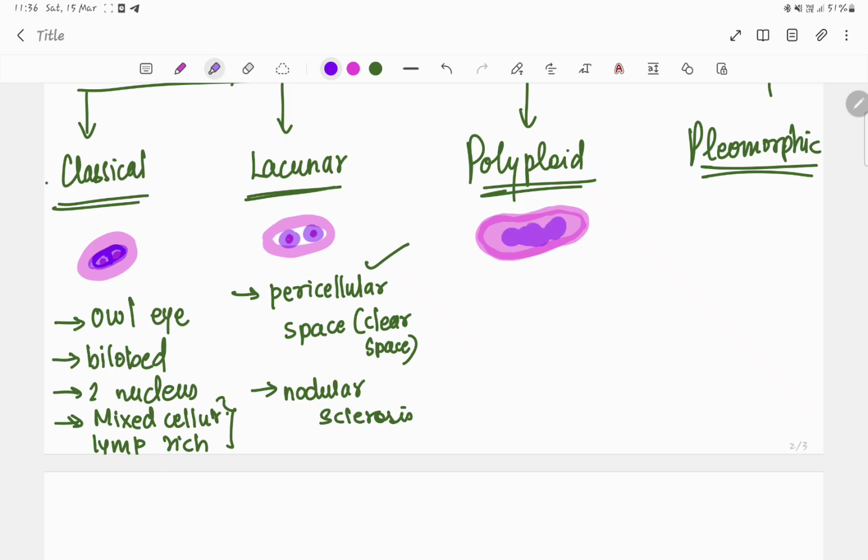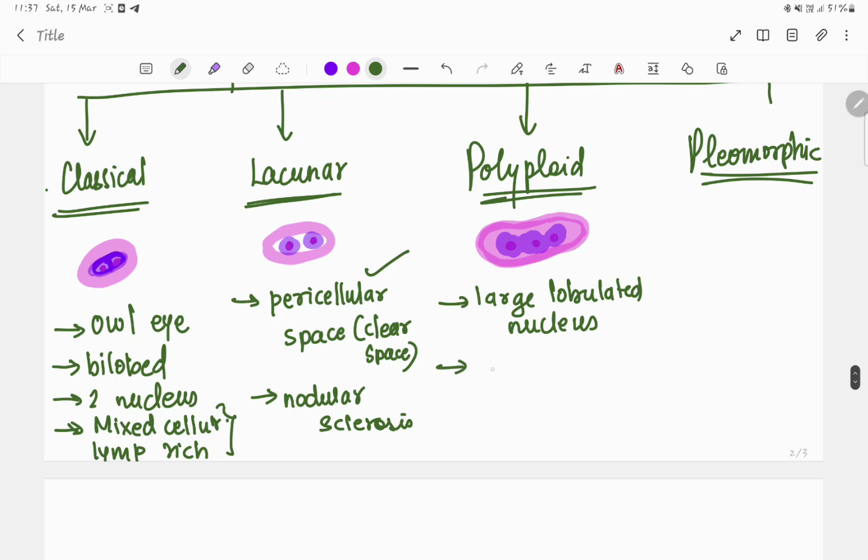How is it looking? First of all, polyploid. It has a very peculiar shape. When we talk about it, we specifically mention it is looking like a large lobulated nucleus, which looks like a popcorn. It is also called popcorn shaped, and it is seen in lymphocyte predominant.